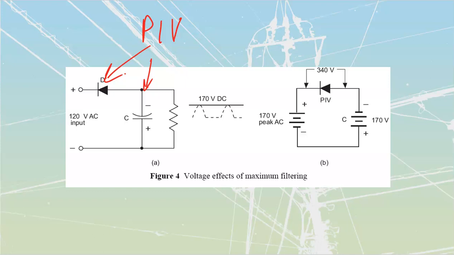It is a standard rating on electronic discrete components, the peak inverse voltage or the maximum backwards voltage we could place across it. But if we take a look at this one over here, does it ever get backwards voltage?